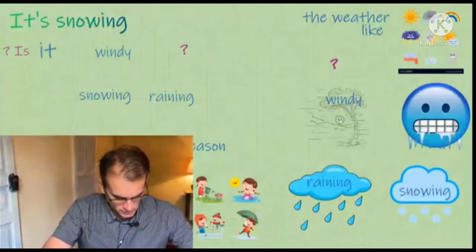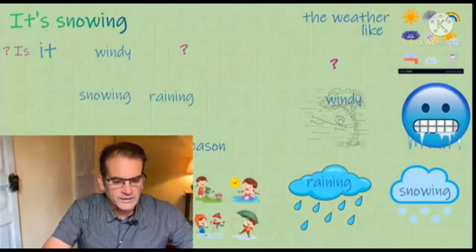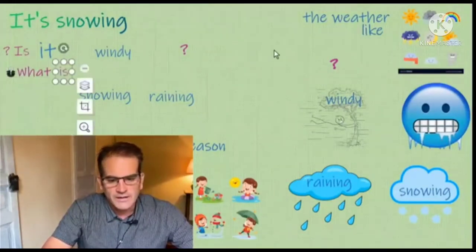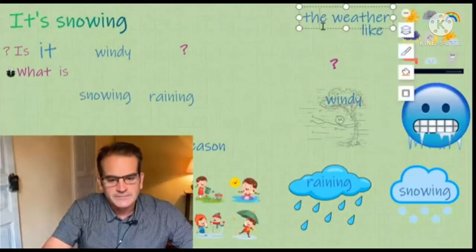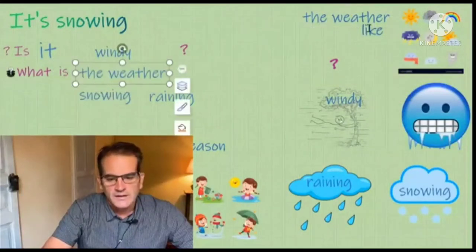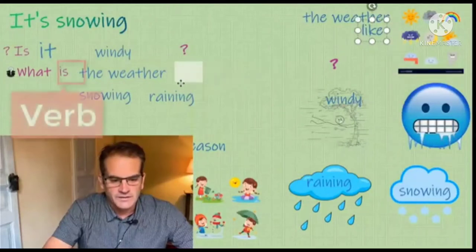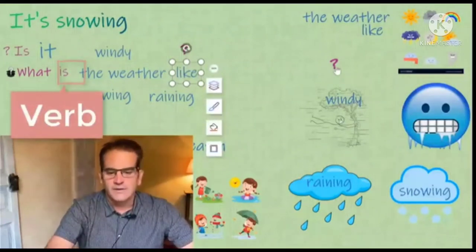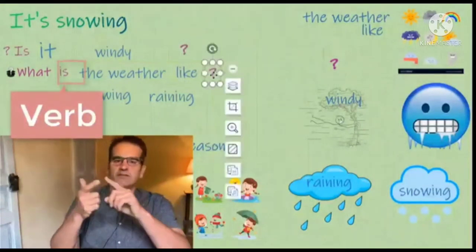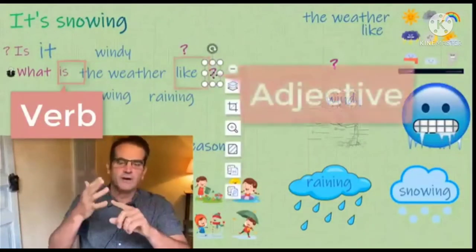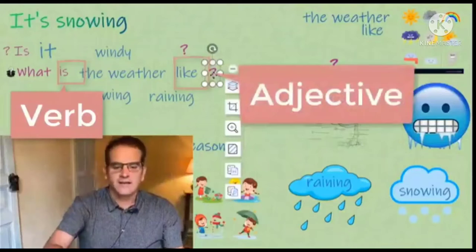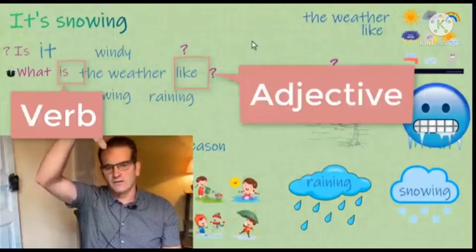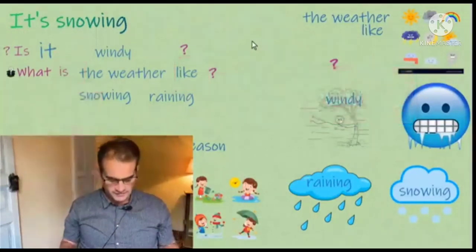So what is the weather like? What is the weather like today in this story? Okay, so it could be raining, snowing, hail, thunderstorm. What is the weather like? Well, it is snowing. Beautiful, snowing, lots of snow outside, okay? It is snowing.